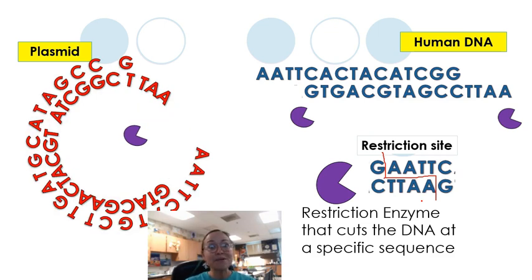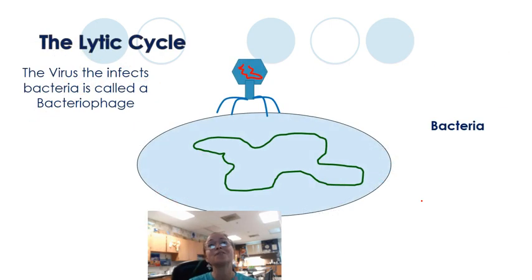Now, where did these restriction enzymes come from in nature? It turns out they were discovered in prokaryotes. If you remember viruses, bacteriophage viruses insert their DNA into a bacterium in order to infect it, and then it'll go through the lytic or lysogenic cycle. Well, bacteria, prokaryotes, actually have restriction enzymes to cut up that virus DNA and therefore protect themselves from being infected with phages.